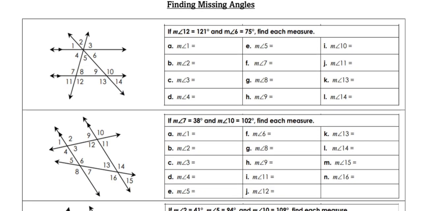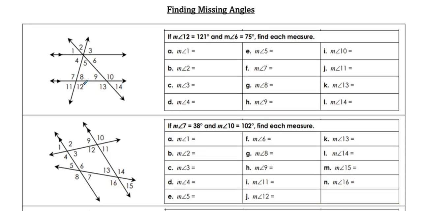So here we're given that angle 12 has a measure of 121 degrees. Actually, I'm going to label that. Angle 12 is 121 degrees. Angle 6 is 75 degrees. We're going to find all of these missing angles just using those two numbers and the fact that these two lines are parallel.